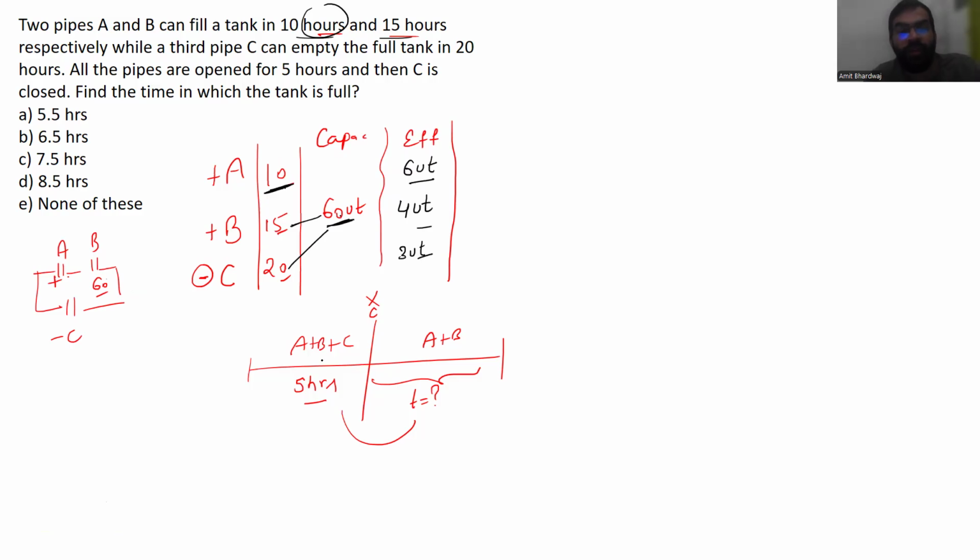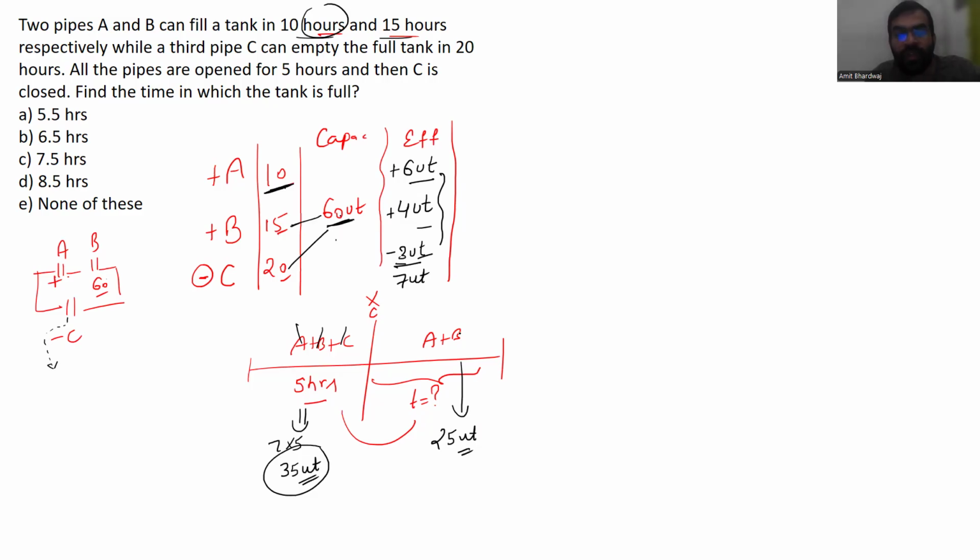Now if all the three pipes are open together, this is plus 6, plus 4, and this is minus 3. Why? Because C is being used to empty the tank. So if they all are open together in 1 hour, they can fill how much? 7 units, right? Now in 5 hours, they can fill 7 into 5, which means 35 units. This is the simple point. How much is left? 35 is already filled out of 60, so 25 units are left.